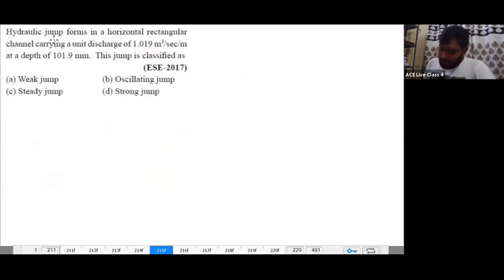In ESE, what type of questions they can ask is the type of jump. Based upon the inlet Froude number, we have discussed the type of jump, right? Now you see, a hydraulic jump forms in a horizontal rectangular channel carrying a unit discharge of, see the units please. What is the unit? Meter cube per second per meter.